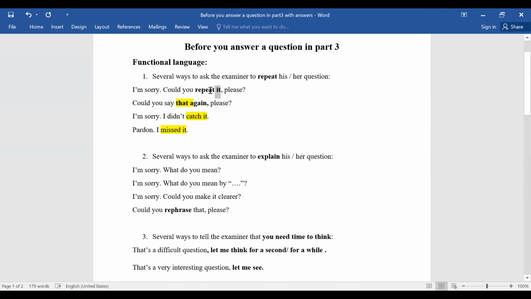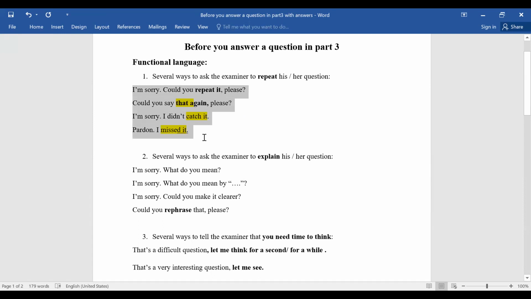The word repeat is good, but the problem is that except for the first, many other candidates don't know other ways to ask the examiner to repeat a question, right? Could you repeat it, please? Or could you say that again, please? Or I didn't catch it. Or pardon, I missed it. And this should be the t sound, and we have I missed it. Okay, so if you use one of the expressions here, the examiner will say the question again exactly.